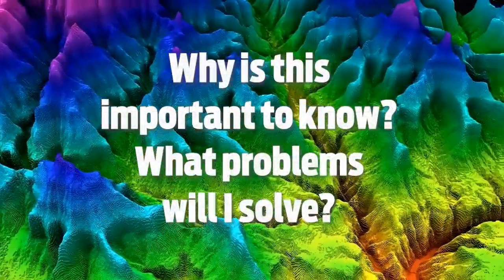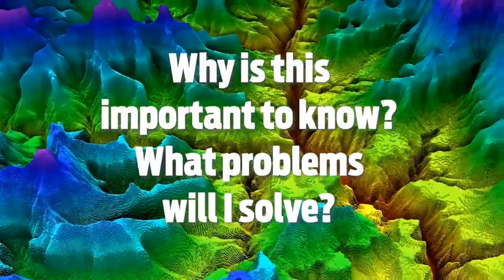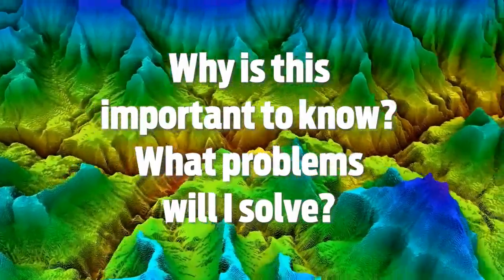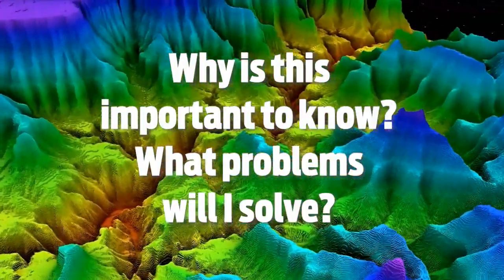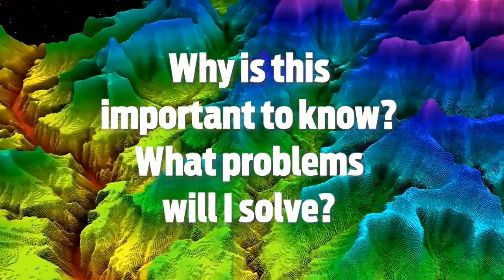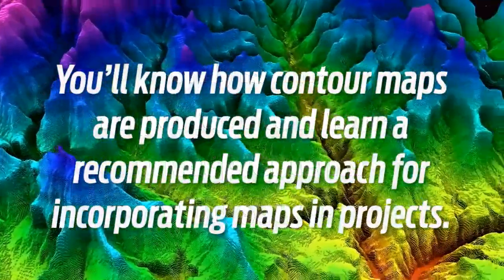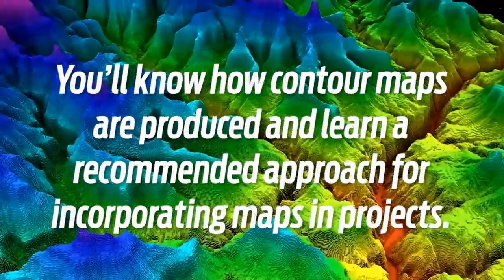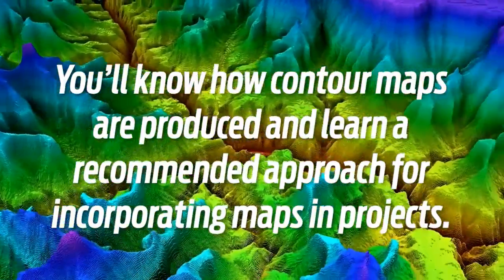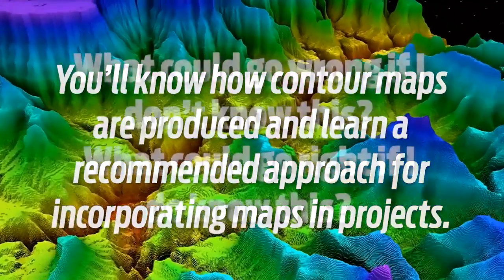While contour maps are one of the most common geoscience tools, and creating these maps with computers has become the norm, there is often a poor understanding of how the computer generates the maps, and how changing different parameters can impact the output surface model and contours. This module will show you the basics of how contour maps are produced and provide a recommended approach for incorporating the interpretation of maps into projects.